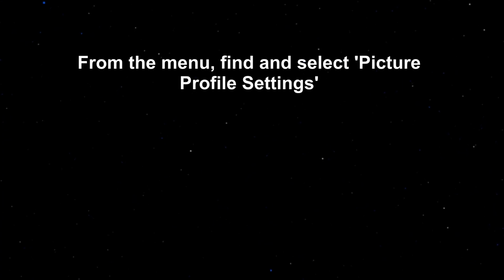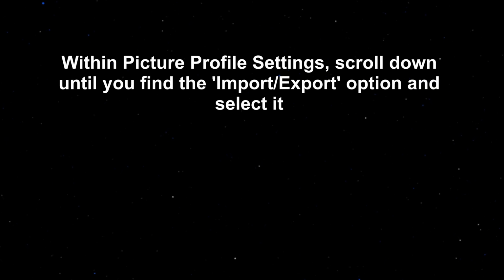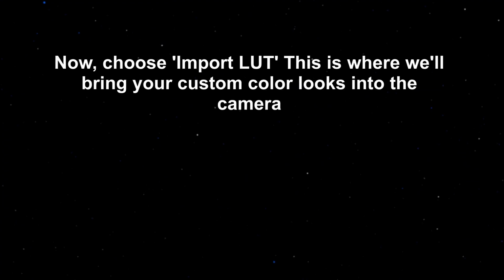From the menu, find and select Picture Profile Settings. Within Picture Profile Settings, scroll down until you find the Import Export option and select it. Now, choose Import LUT. This is where we'll bring your custom color looks into the camera.